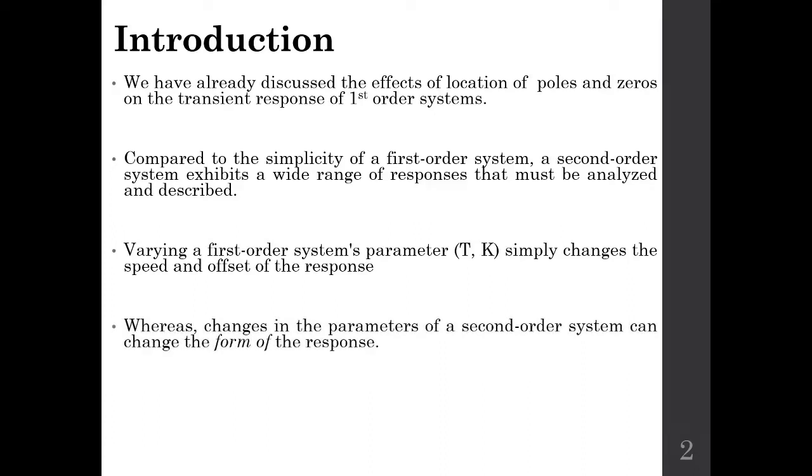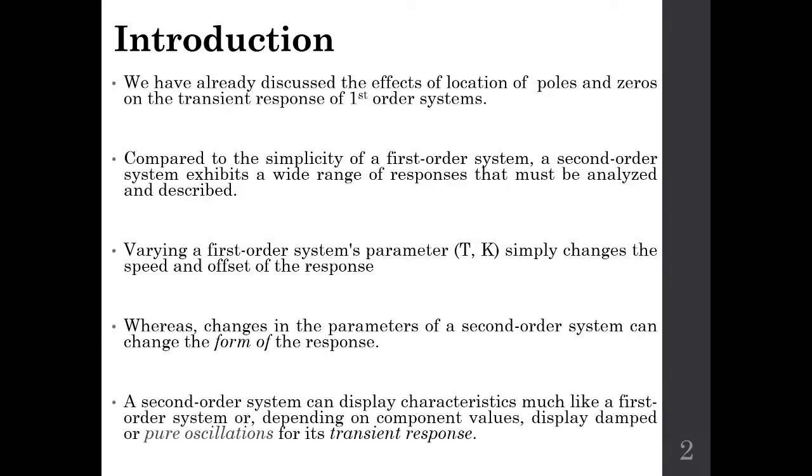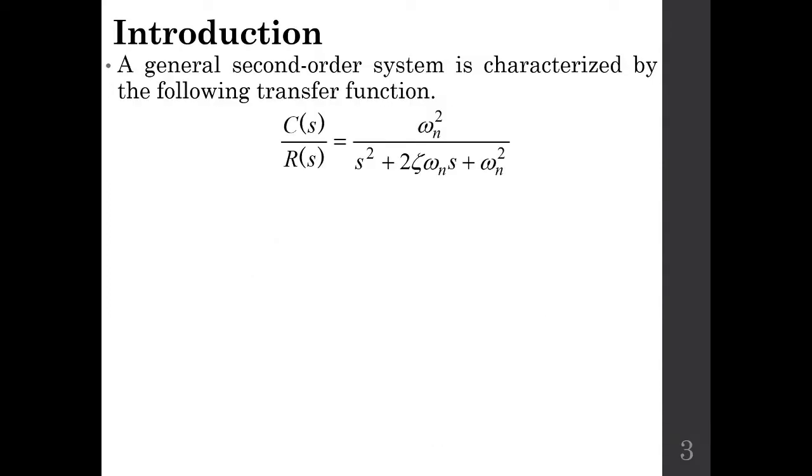As compared to the first order system, in a second order system, changing certain parameters can change the overall response of the system. A second order system can display characteristics much like a first order system. However, depending on the component values, it can exhibit a damped response or a pure oscillation-like response for its transient state. This is the generic form of a second order system, which is given by its transfer function.